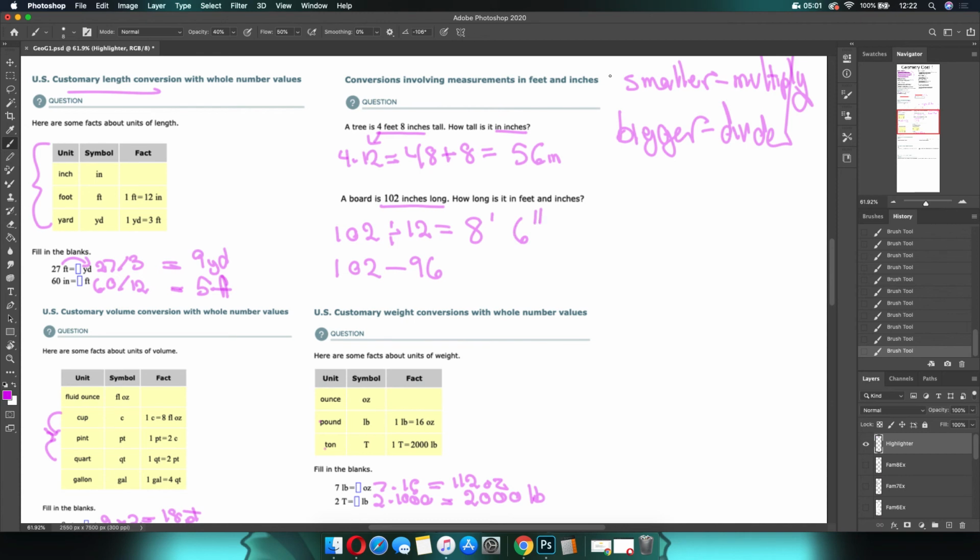That's what you're doing. So again, this is what you need to keep in mind. Going smaller, you're doing some version of multiplying. Going bigger, you're going to be doing some form of division.